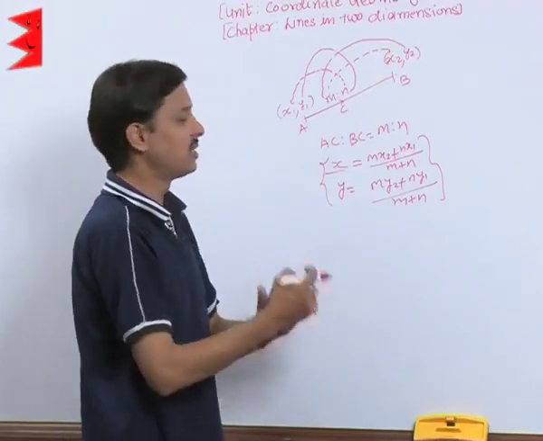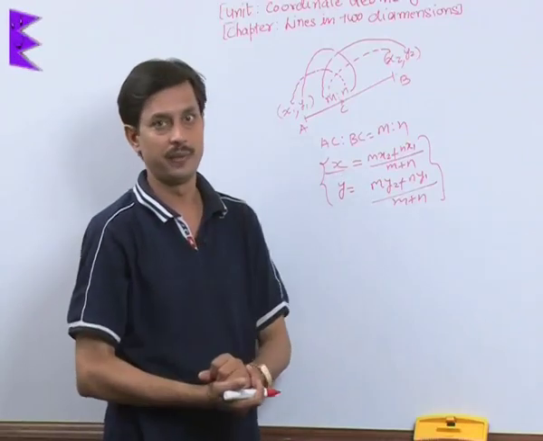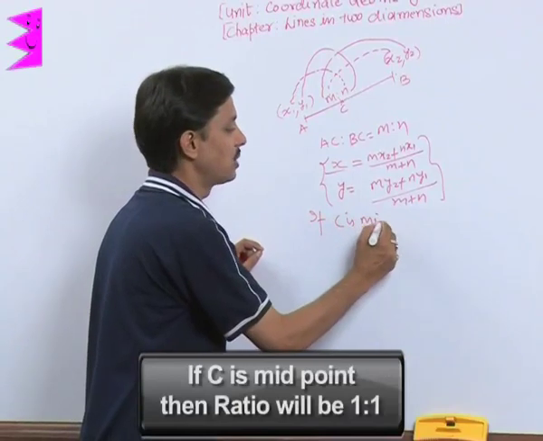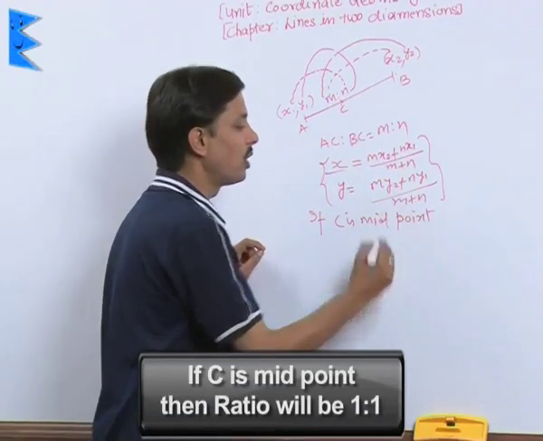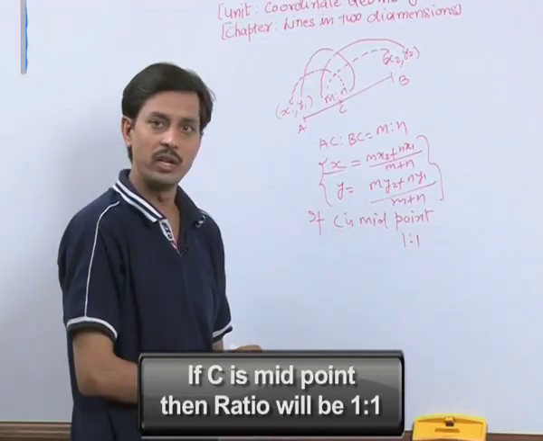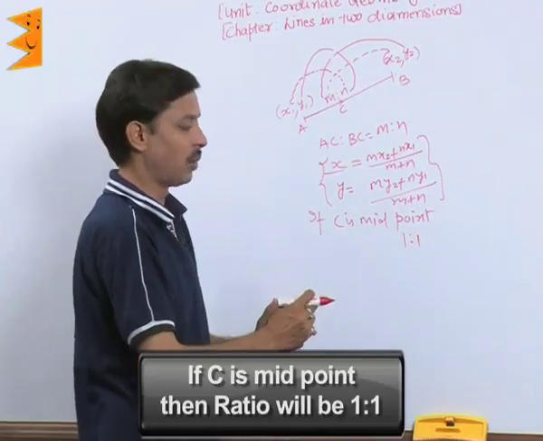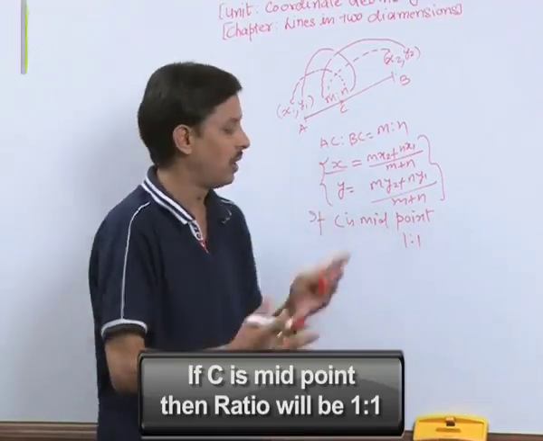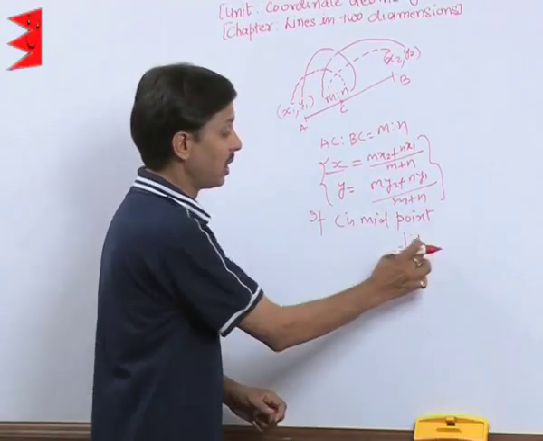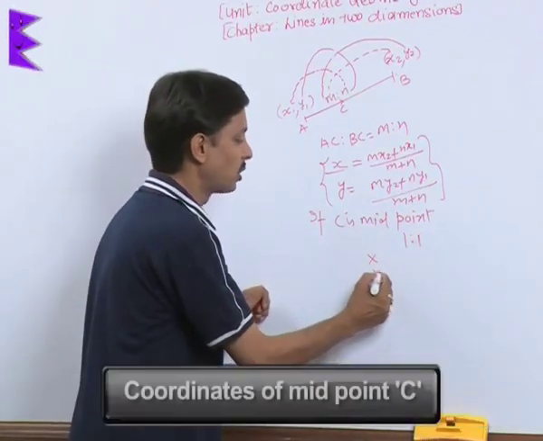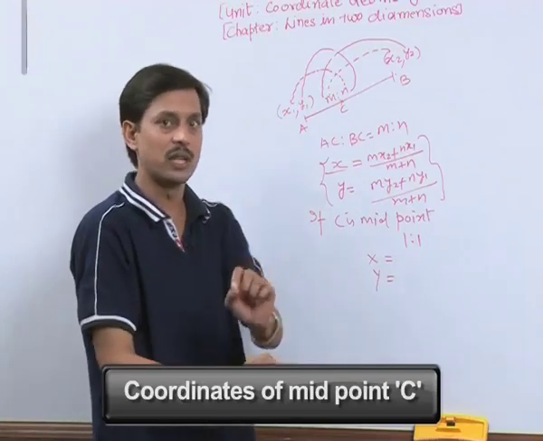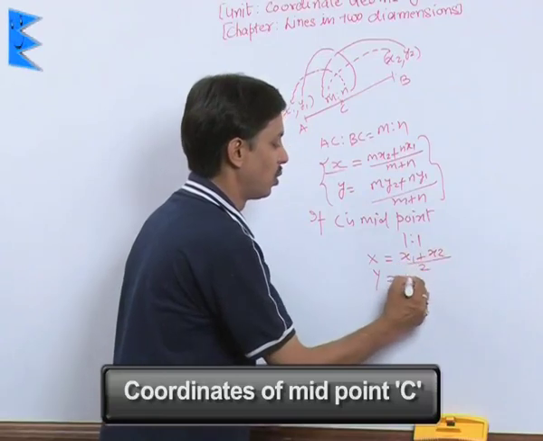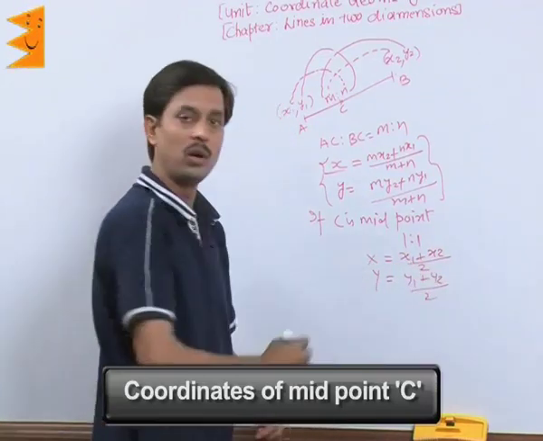If somebody says this C is a midpoint, then what is the situation? If C is the midpoint, then we call the ratio 1:1, because both the parts AC and BC are equal and their ratio will come out 1:1. If their ratio is 1:1, then the coordinates of point C, or in other words the coordinates of the midpoint, are given by x1 plus x2 upon 2 and y1 plus y2 upon 2.